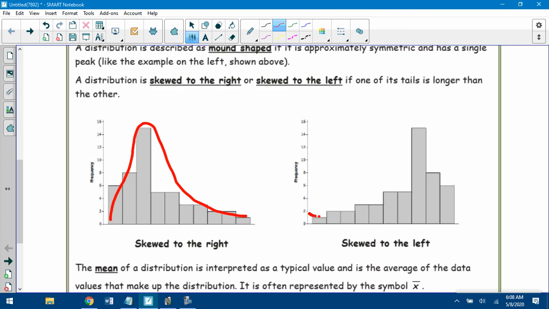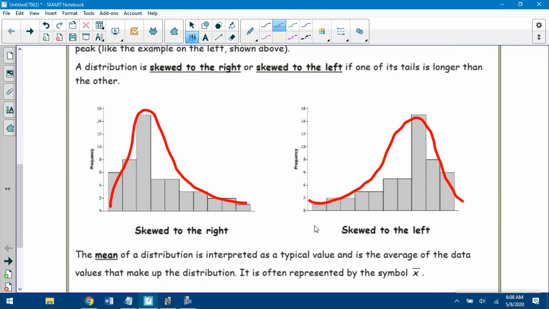Skewed to the left would look like this. So again, most of the data is on the right-hand side, but there's some extreme low values that are pulling the average and the mean and things like that. The statistics that tell us about the data are getting skewed left, are getting pulled to the left because of these extreme low values.